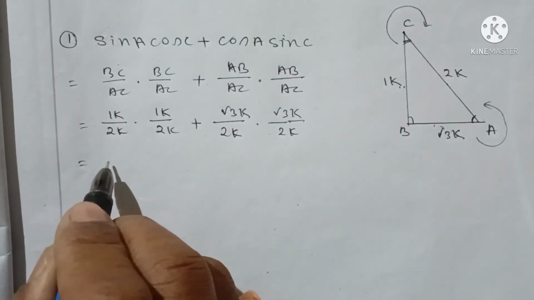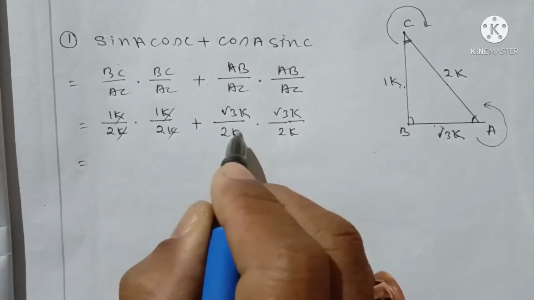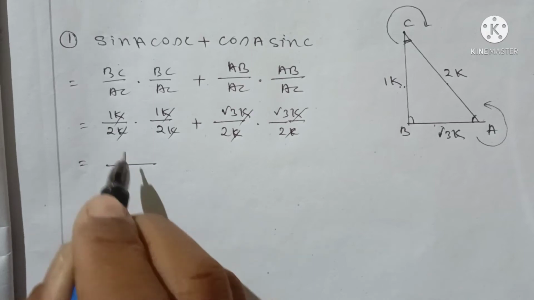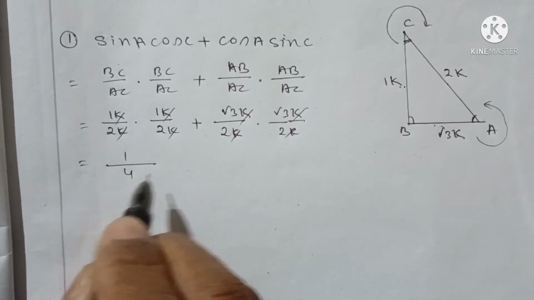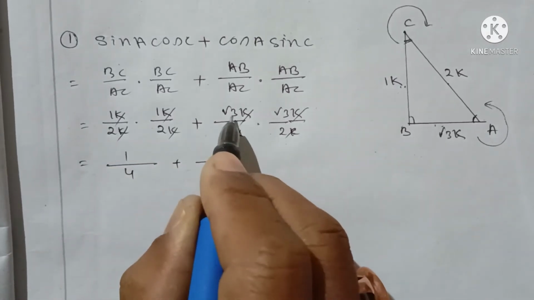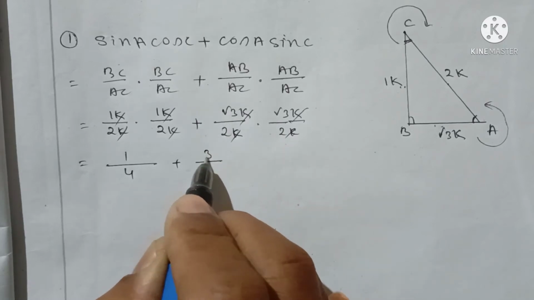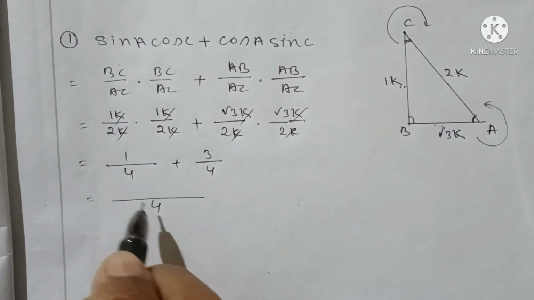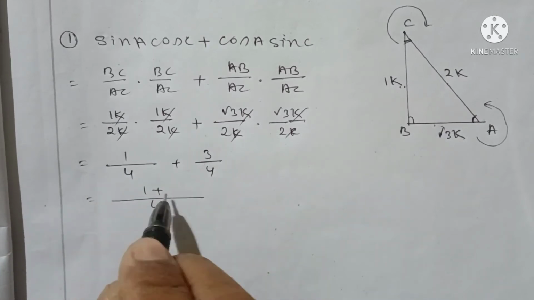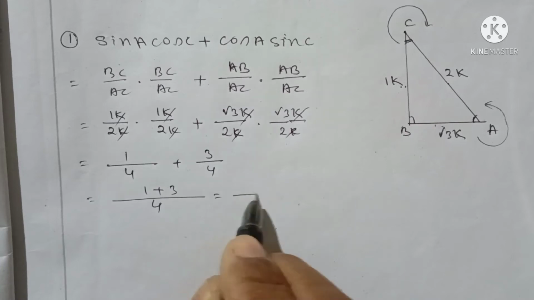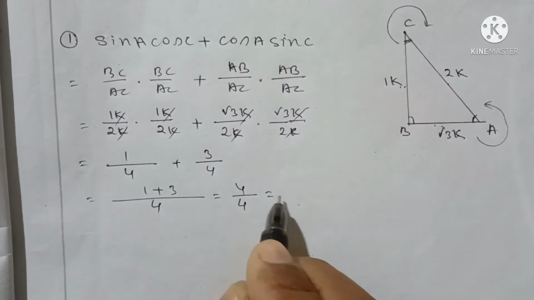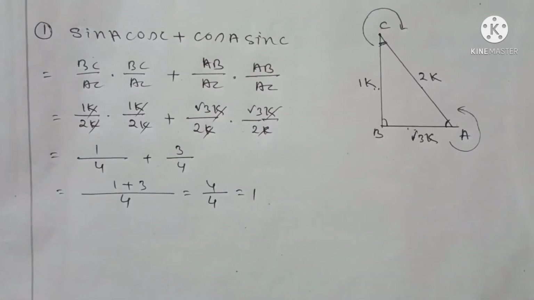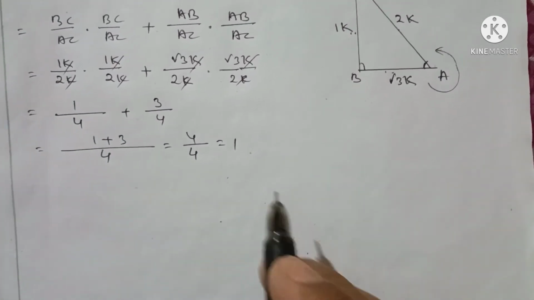Now cancel out this. 1 into 1 is 1, 2 into 2 is 4, plus here root over 3 into root over 3 means 3, 2 into 2 means 4. Now take the LCM, 4: 1 plus 3, this is equal to 4 by 4, this is equal to 1. This is the result of question number 1. Now question number 2.